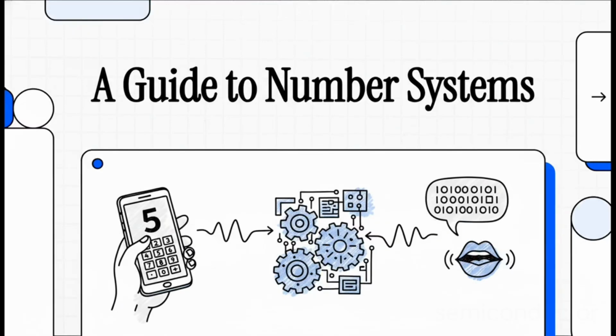Have you ever wondered what's really happening when you tap a number on your screen? You see a 5, but your phone sees something totally different, something that looks more like a series of light switches flicking on and off. So how in the world do we talk to our devices? Well, it turns out we have to learn their language. And today, we're going to pull back the curtain and decode the hidden number systems that power our entire digital world.